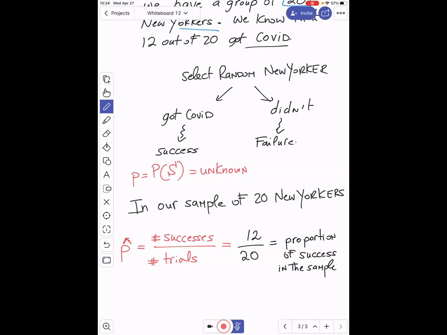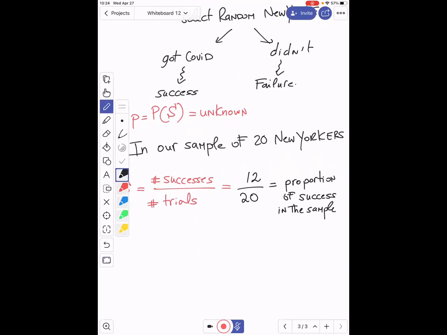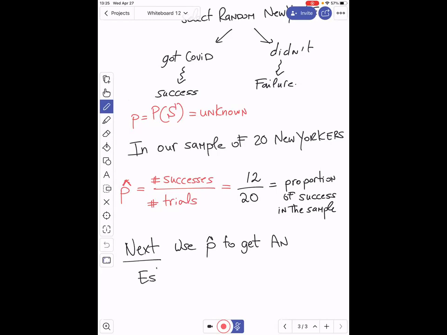All right, guys. Next week, we'll see how to use this proportion of success to get an estimation of the probability of success P, because we don't have time now, of course. So we will use P hat, the sample, to get an estimation of the probability of success P in general, in the whole population.